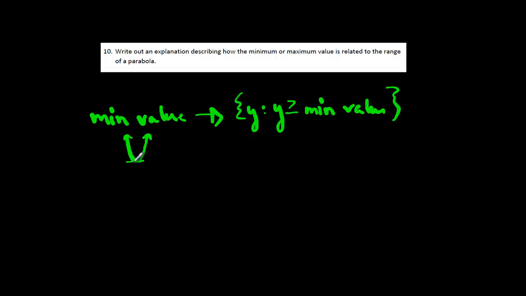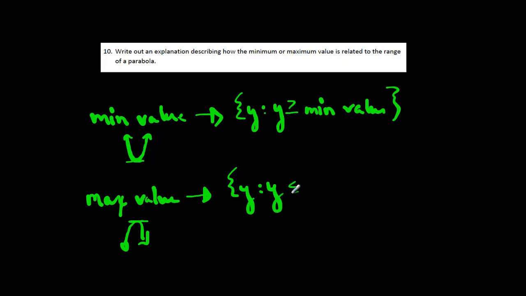So if you're looking at the outputs of something that bottoms out, the min value is the very lowest that it goes. It goes to infinity above that point. There's no limit to where it goes. So y is going to be everything greater than or equal to that min value. But if it has a max value, that means it opens down, meaning it tops off. So y is going to be everything less than or equal to that max value. So whatever that max value is, that's where you would write it.